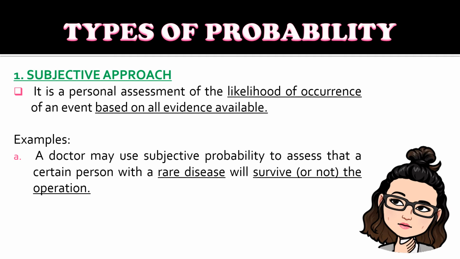So, example, a doctor may use subjective probability to assess that a certain person with a rare disease will survive or not the operation. So, pwedeng i-judge siya nung doctor kasi nga, meron siyang rare disease, so he can determine kung magsusurvive ba or hindi yung pasyente sa isang operasyon. So, maaring depende sa type of disease.